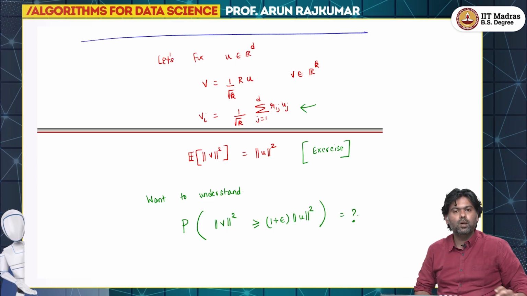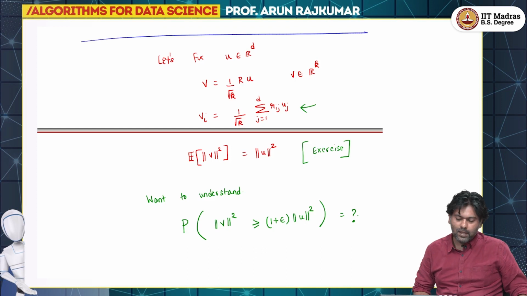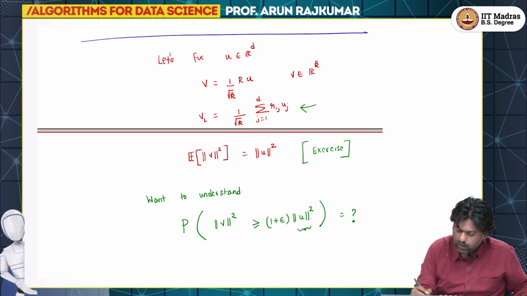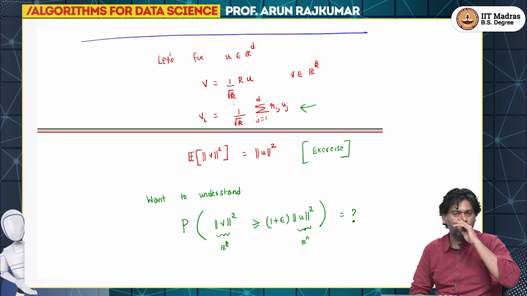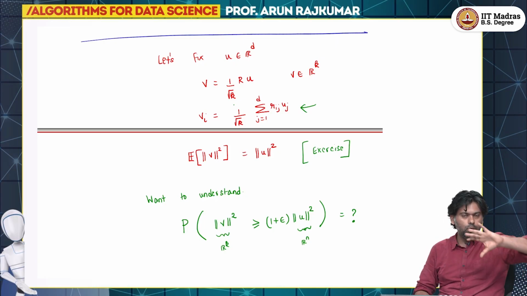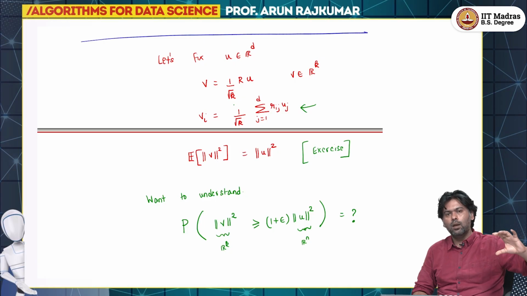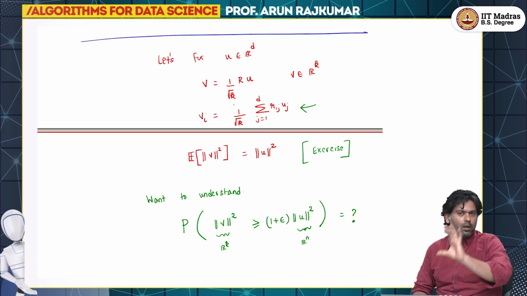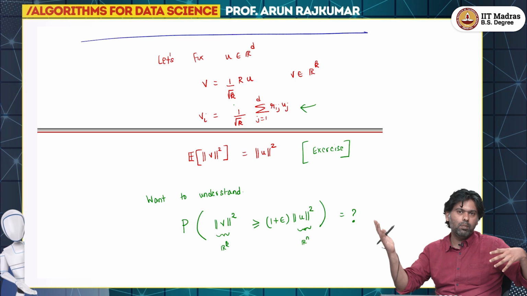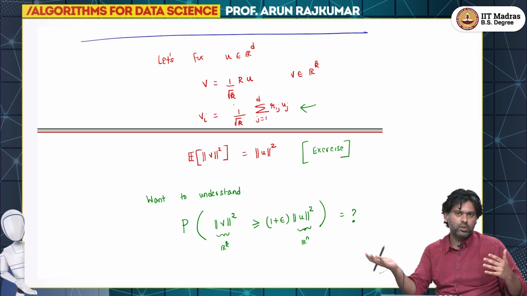So, let's look at what is the question that we are asking. This is the length of a vector in n dimension, and this is in k dimension. V comes of course from 1 by square root k times R times u, and then I want to ask the question: when I take a random matrix R, scale it by square root k, apply it to u and get V and then measure V's length, I know if I repeat this experiment infinite times and average it, I will get back u's length squared.